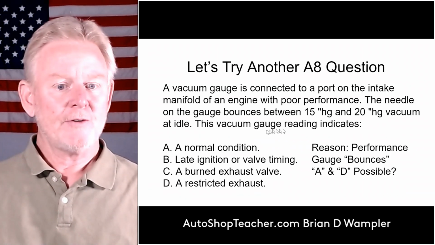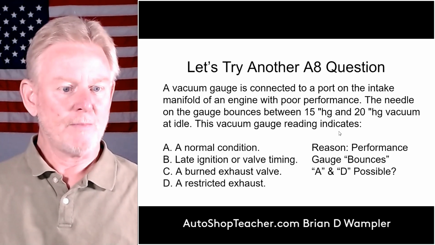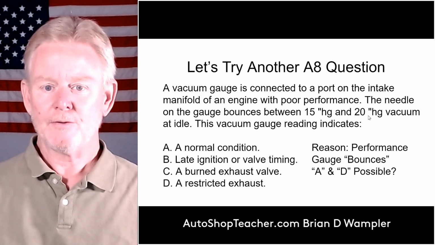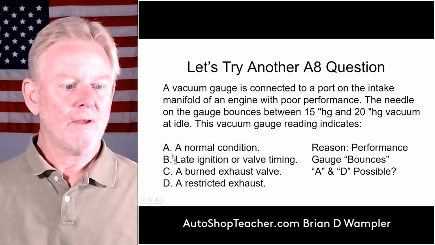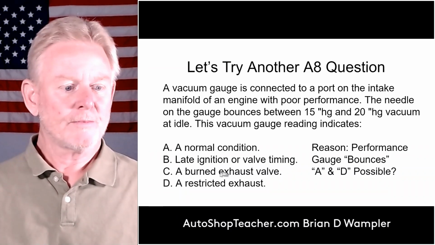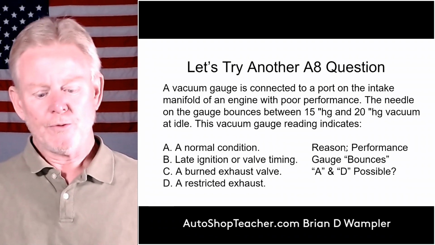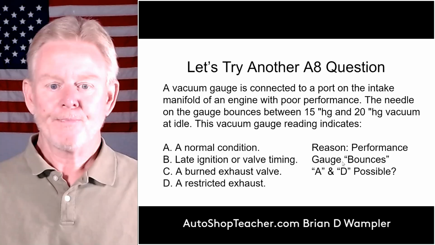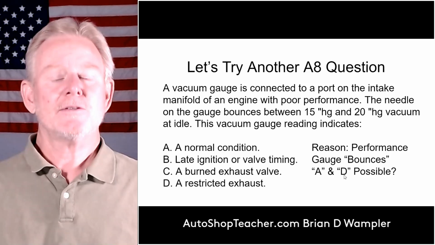This vacuum gauge reading indicates. So we have 4 choices here of what this bouncing needle indicates at idle, bouncing between 15 and 20 inches. Our choices are a normal condition, late ignition or valve timing, a burned exhaust valve, a restricted exhaust. Okay, so we know our reason is we're doing this test because of performance. We know that we're trying to figure out and answer this question about the gauge bouncing. Okay, so let's start eliminating some of these answers.